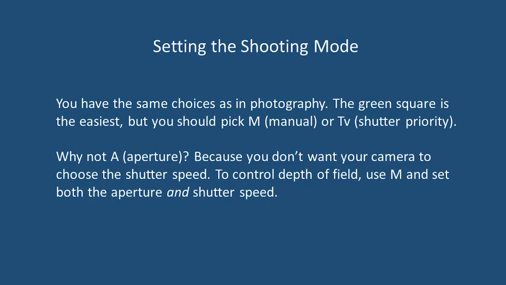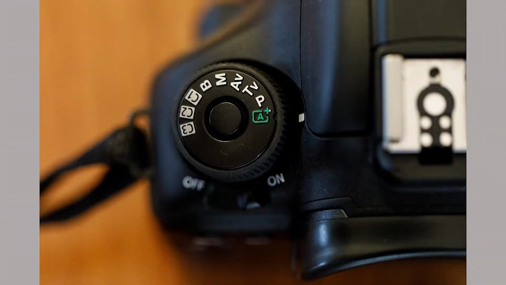So if you're shooting video with your camera, you basically have the same choices of a mode as when you're using your camera for photos. Program is almost the same as fully auto. You can take great videos with either one of those. You can't use bulb mode for video.